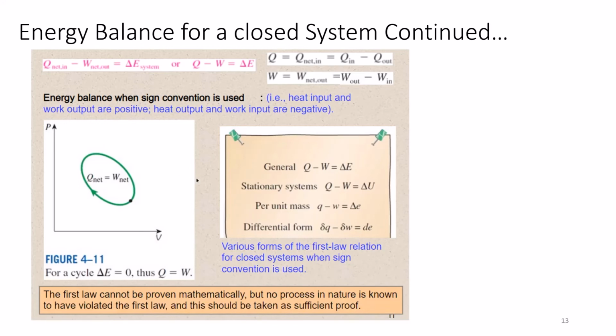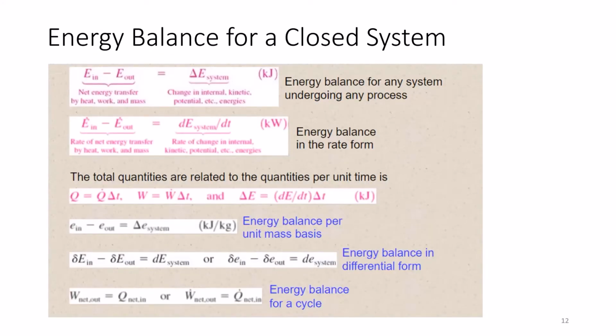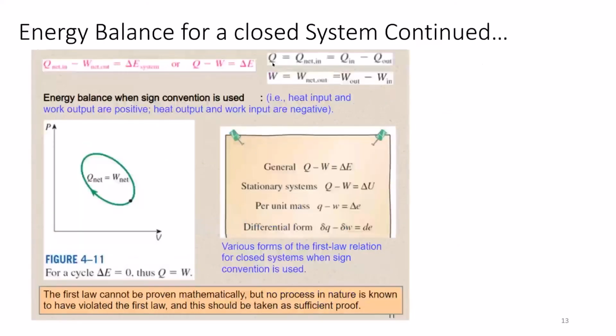for work. Okay. What I had said previously, this is for a cycle, right? This is the general form. Okay. So here's the general form. And then we can say for a stationary system, if the system's not moving, it's just changing internal energy here. If we do it in per unit mass or differential form. Okay. So these are just the standard forms of the equations.